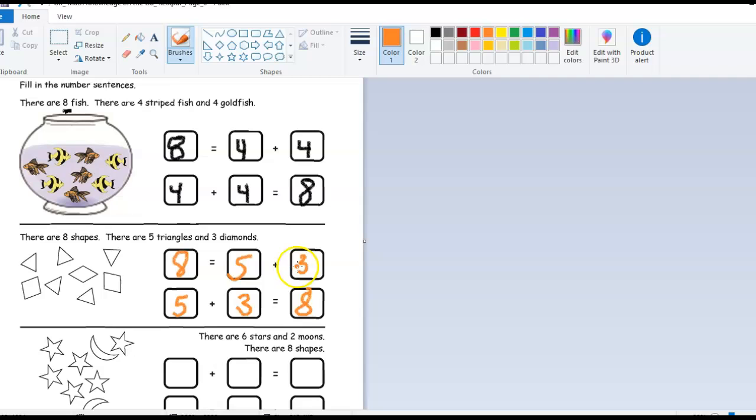Now we can say our number sentence all together, starting with the first number sentence. Get ready. 8 equals 5 and 3, or 8 equals 5 plus 3. I want you to try to say this number sentence all by yourself. Get ready.